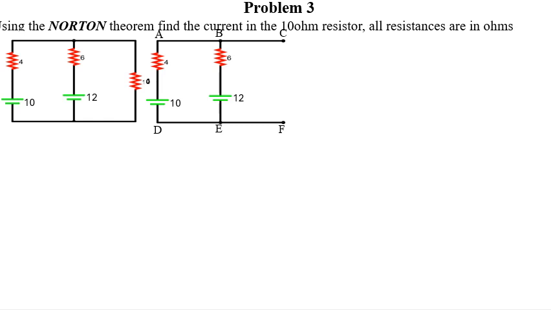So this is our question. We have to remove the 10 ohm resistor from the circuit as usual. Then we will replace it with our short circuit current, IN. What do we realize? We realize that this voltage source will deliver current, right? It will deliver current. So let us name the current that will pass through this circuit as I1.